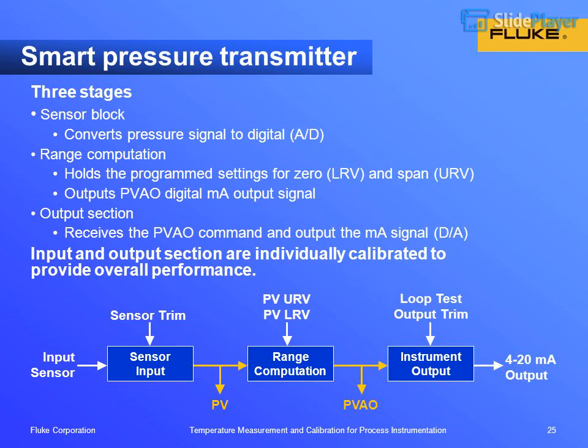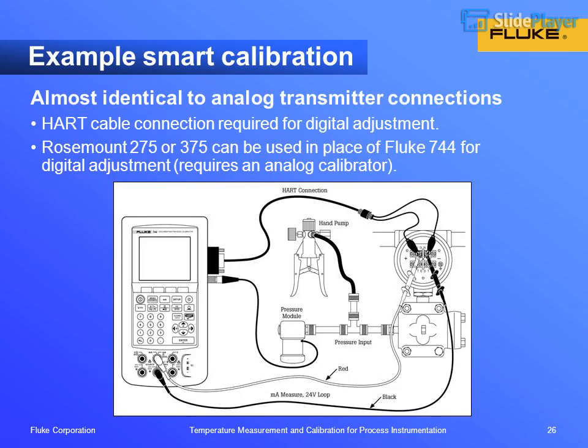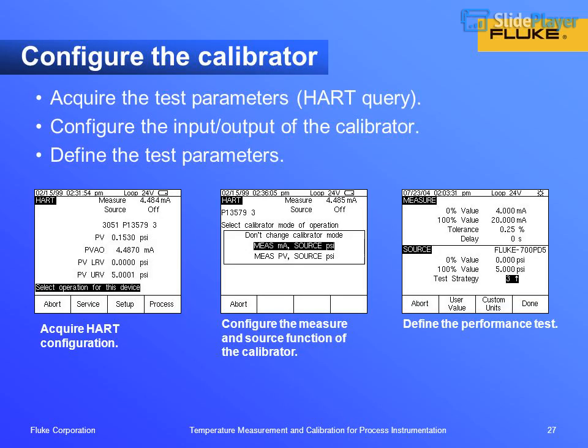A HART instrument is more complex, having 3 distinct stages. Example: smart calibration. Connections are almost identical to an analog transmitter. A HART cable connection is required for digital adjustment. A Rosemount 275 or 375 can be used in place of the Fluke 744 for digital adjustment, but requires an analog calibrator. Configure the calibrator. Acquire the test parameters with a HART query. Configure the input/output of the calibrator.